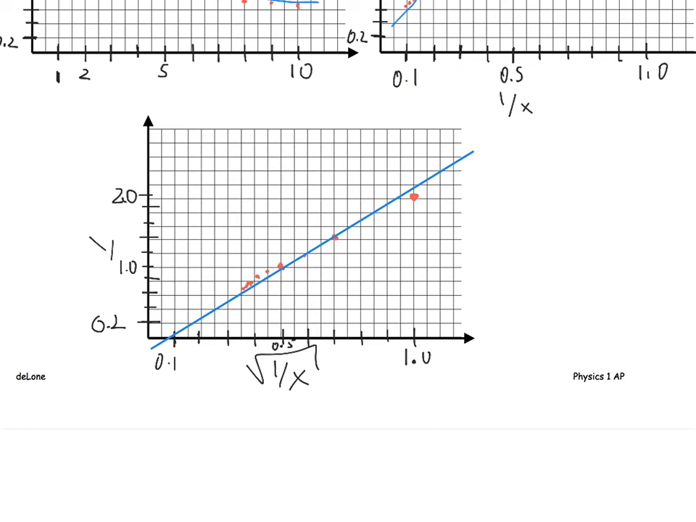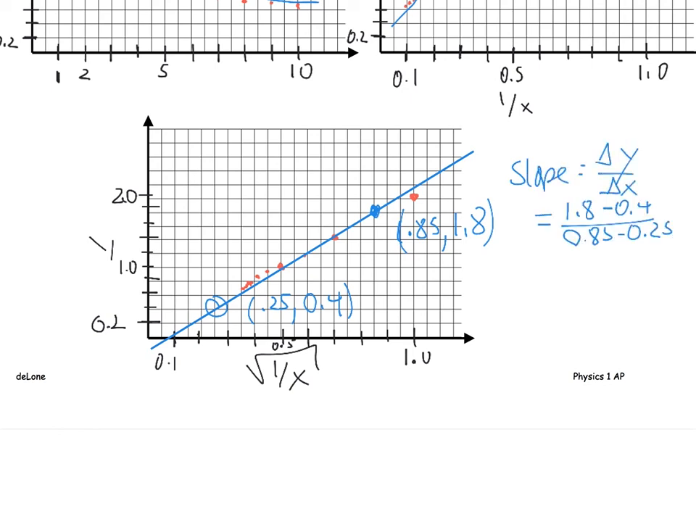We're going to go ahead now and find our slope. So I'm going to pick some points here. I see this point right here is a pretty nice intersection. So that's going to be the point 0.25 and 0.4. And I see another good point right here, and that's going to be the point 0.85 and 1.8. So I can go ahead and find my slope using delta y over delta x. So I get a slope here of 2.33.